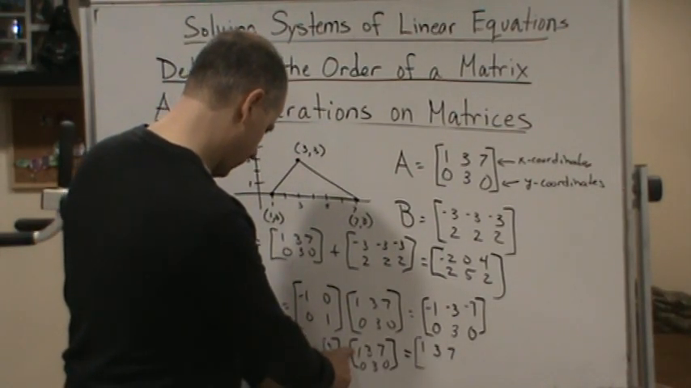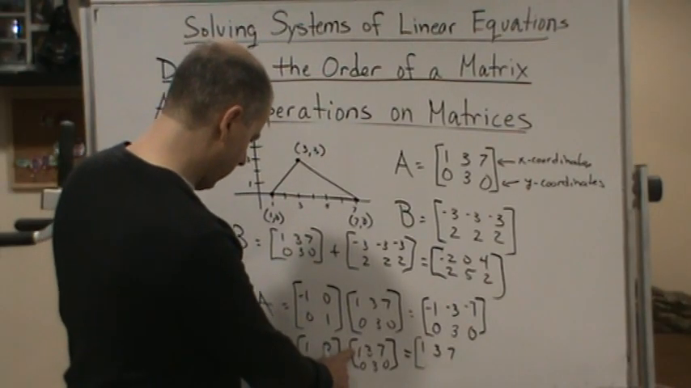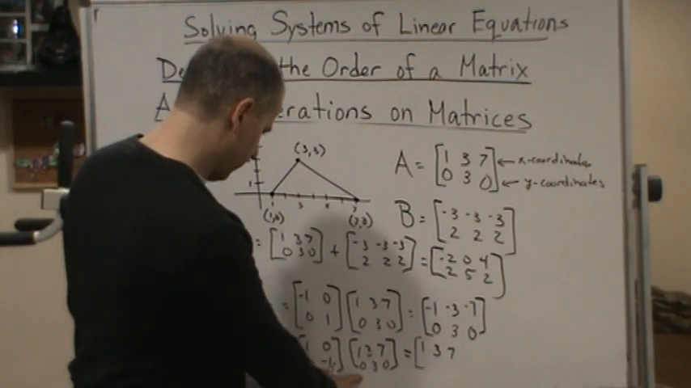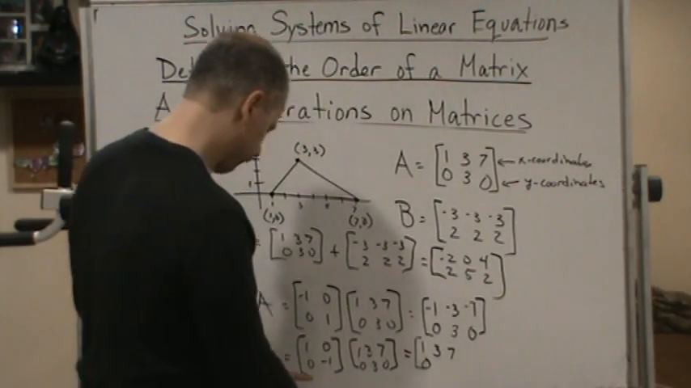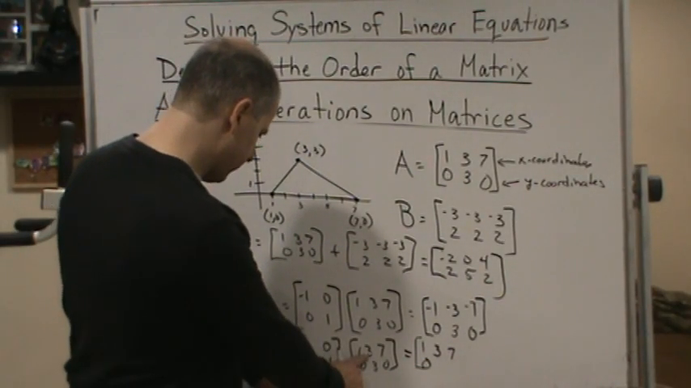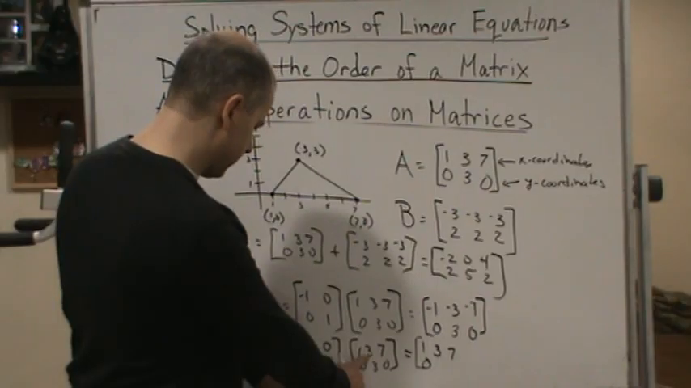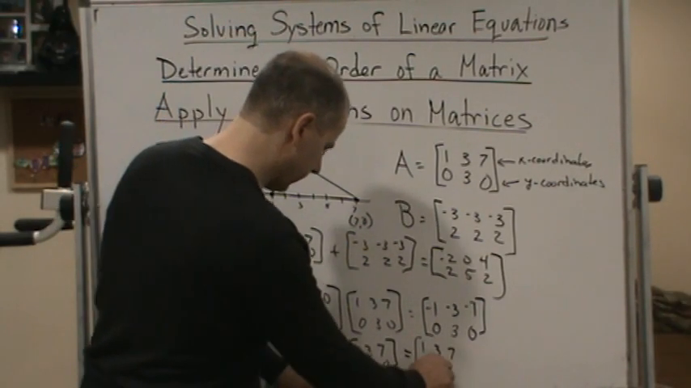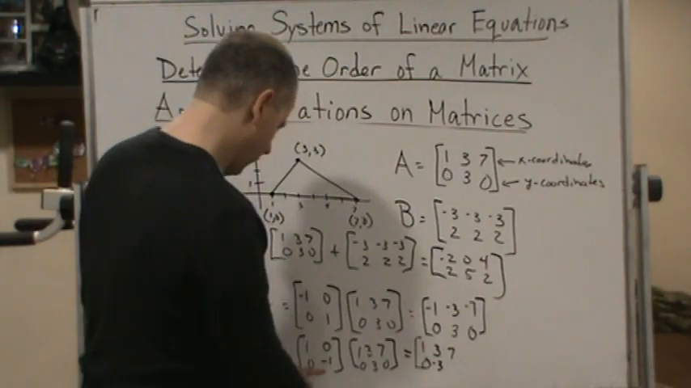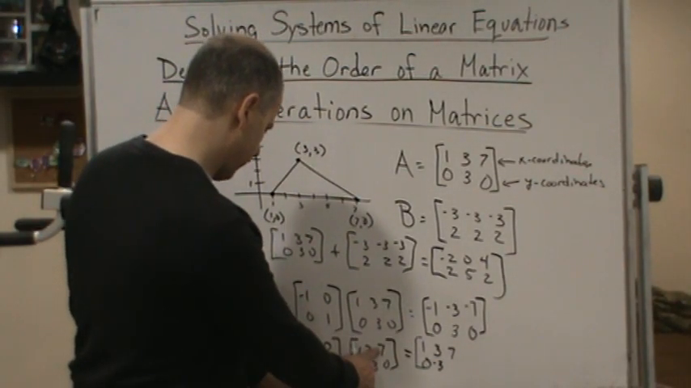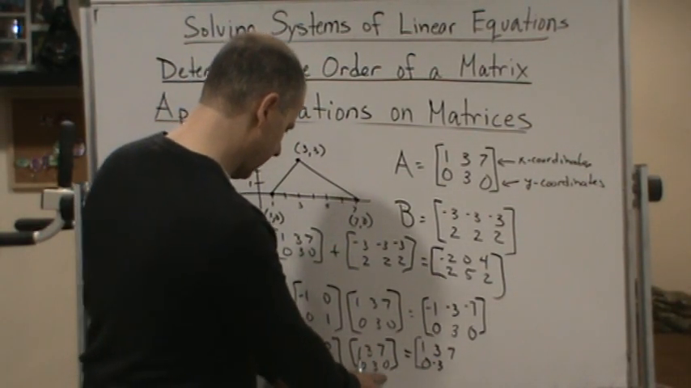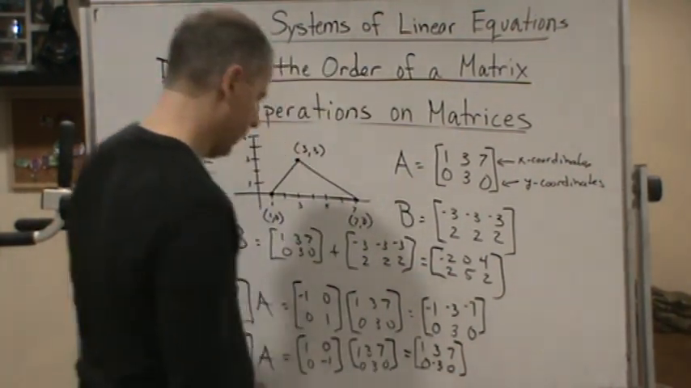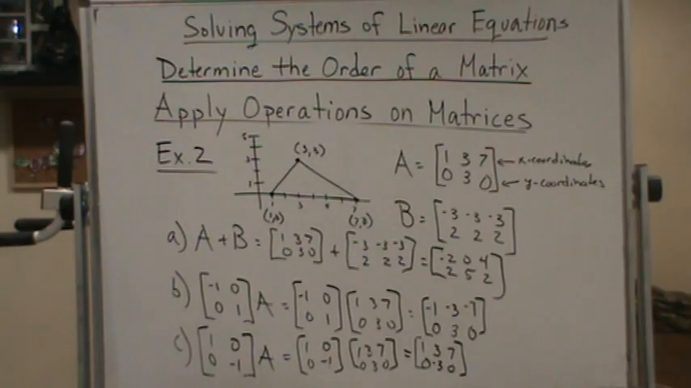0, 0, yeah, I'm sorry. 0 times 0 plus 0 is 0. And then 0 times 3 is 0, plus negative 1 times 3 is negative 3. And 0 times 7 is 0, and negative 1 times 0 is 0. And I was right.